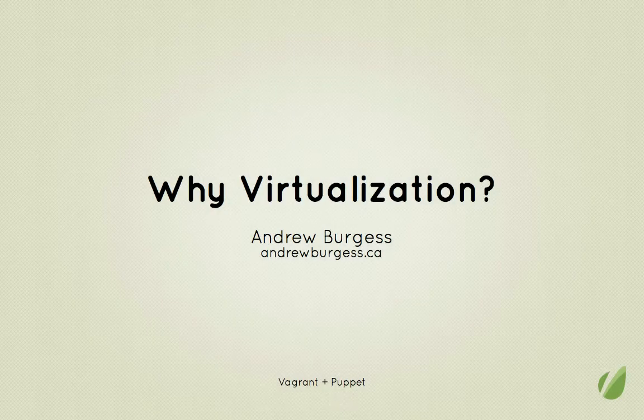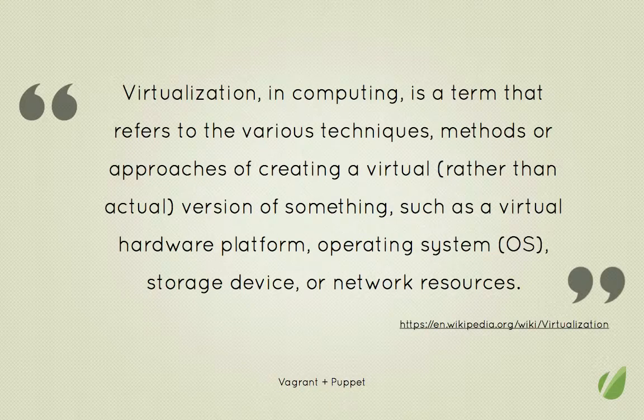Before we begin looking at Vagrant and Puppet, let's talk about what virtualization is and why you would want to use it as an individual developer. So we'll start with what exactly is virtualization. According to Wikipedia, virtualization refers to some method of creating a virtual version of something, rather than an actual version of something. And this could be a virtual hardware platform, a virtual operating system, storage device, network resource, anything like that.